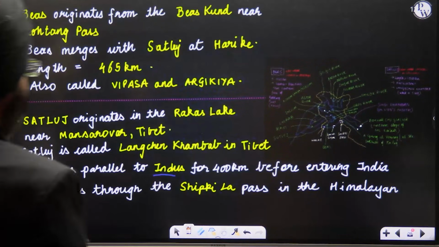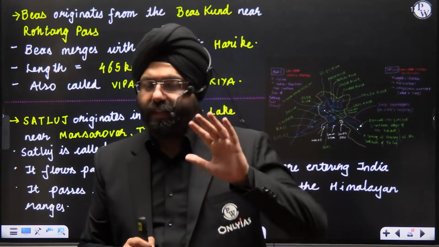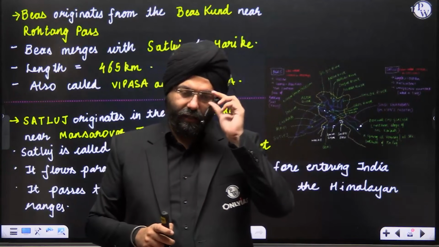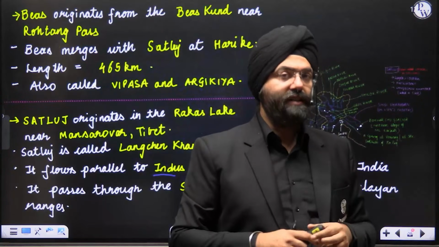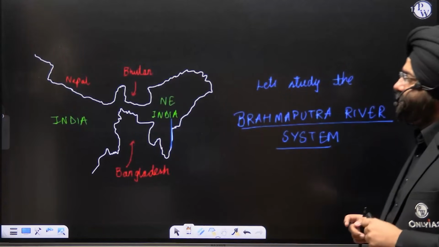So, Bache, now let's begin with the other aspect of your drainage system. We have done with the Indus drainage system, again, a very important drainage system. Many questions are asked from that. And the next part that we are going to study is the Brahmaputra drainage system. Now, the Brahmaputra drainage system again becomes very important.